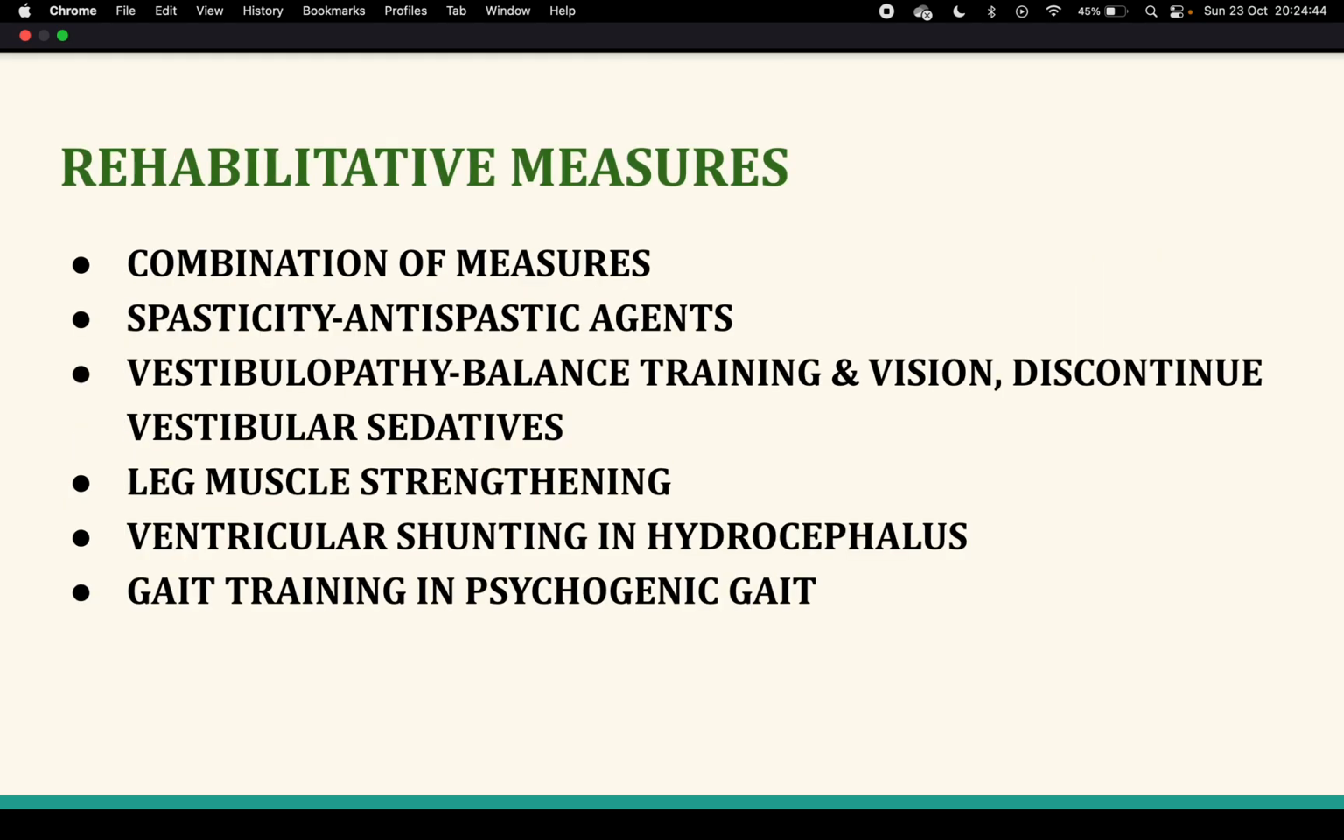So we will do certain rehabilitative measures for these patients. Like in spasticity, antispastic agents; for vestibulopathy, we will give balance training and vision training and discontinue the vestibular sedatives. Leg muscle strengthening programs, and ventricular shunting in hydrocephalus, and gait training in psychogenic gait.